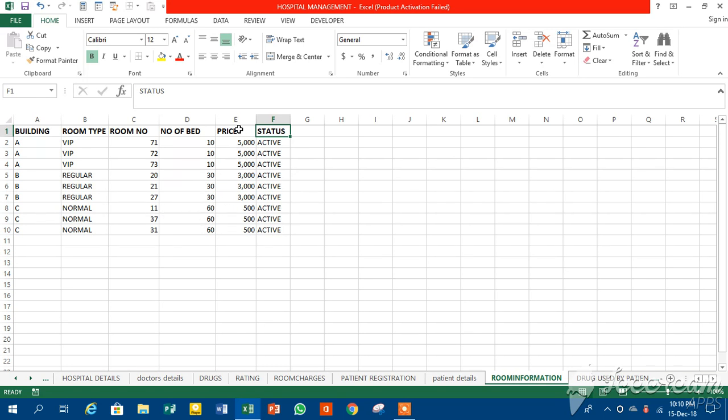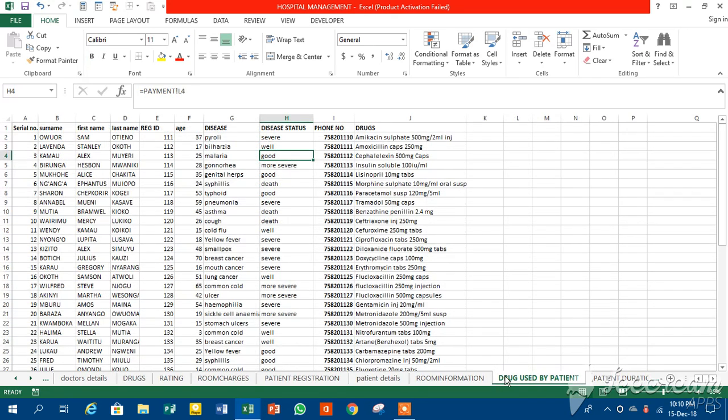Their prices are also indicated here according to the living standard of the patient, as well as the room status. All the rooms are active. From there, we go to our next sheet. That is the sheet of drugs used by the patients.